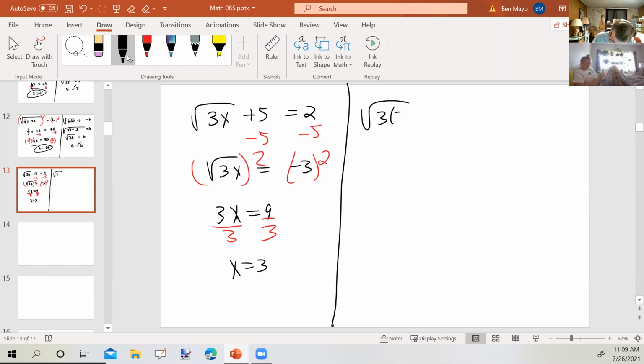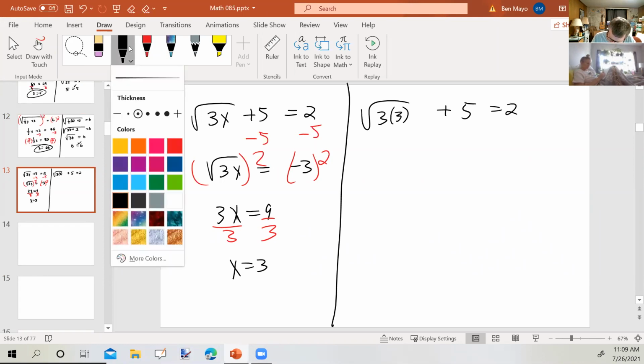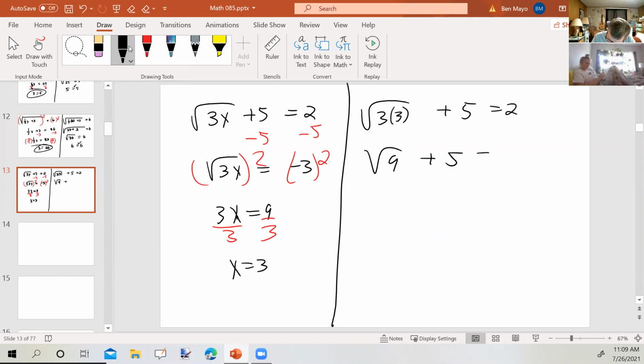The square root of 3 times 3 plus 5 equals 2. The square root of 9 plus 5 is 2. The square root of 9 is 3. 3 plus 5 is 2. 8 equals 2. No, it doesn't. So this would be an extraneous solution.